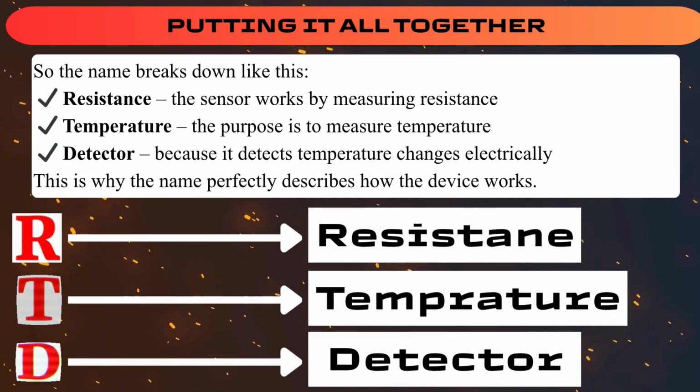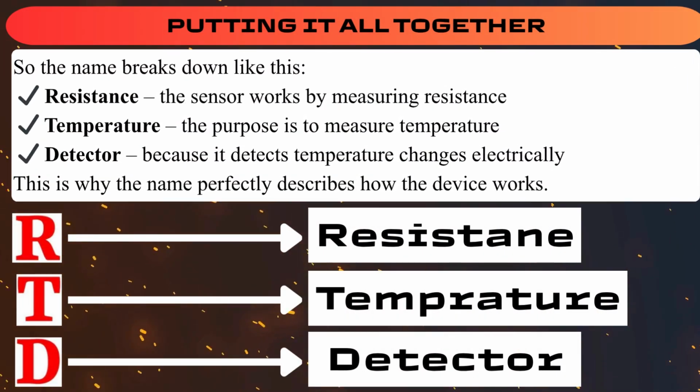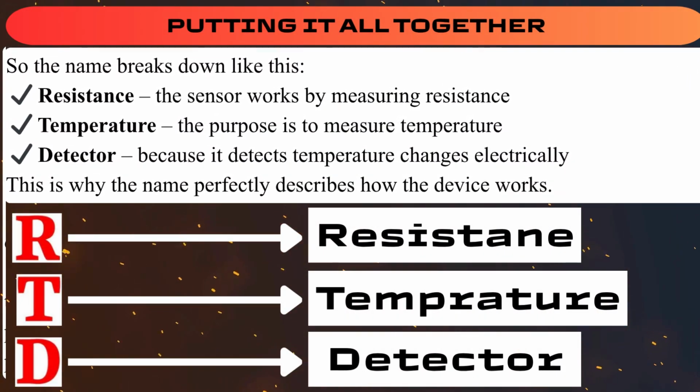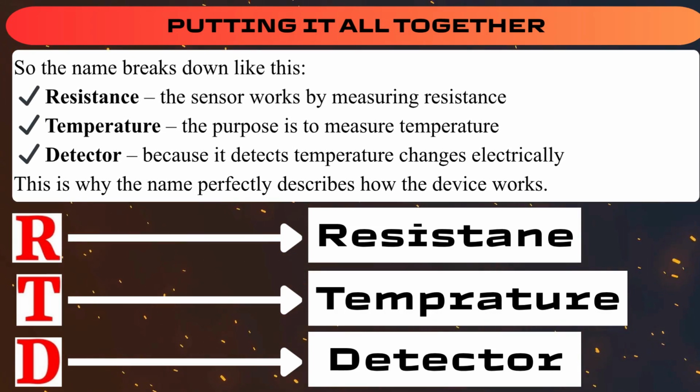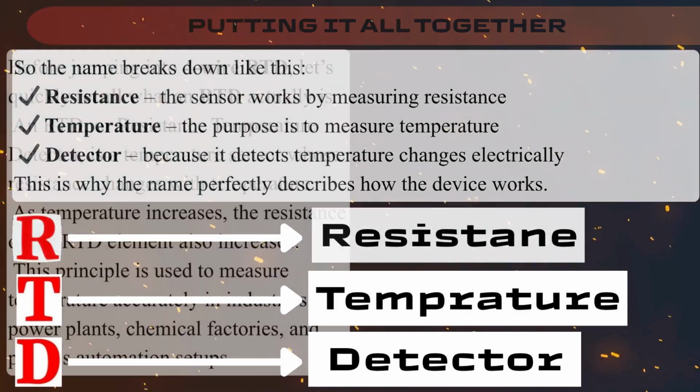Putting it all together, the name breaks down like this. Resistance: the sensor works by measuring resistance. Temperature: the purpose is to measure temperature. Detector: because it detects temperature changes electrically. This is why the name perfectly describes how the device works.